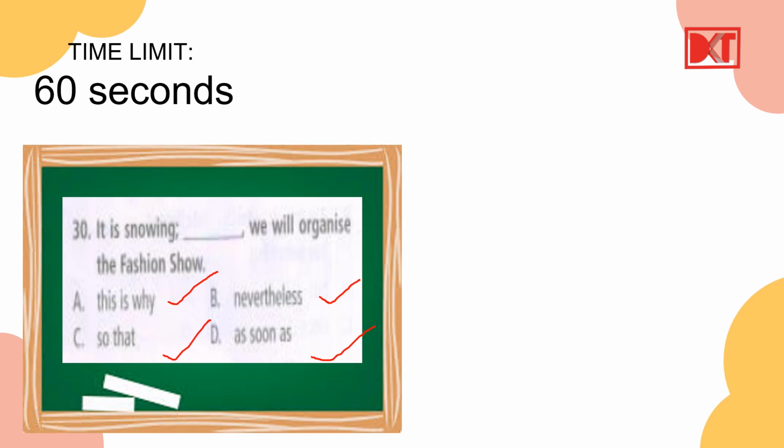Correct answer is B. Nevertheless, we will organize the fashion show, which means notwithstanding the first part, which is the snow. Notwithstanding it, we will keep on doing our second thing, which is organizing the fashion show. Alright, this is why is used for a reason, so that is used for a purpose, as soon as is the conjunction of time.